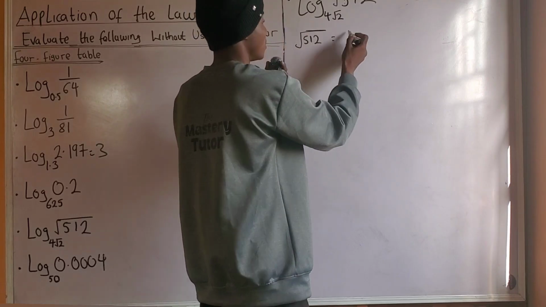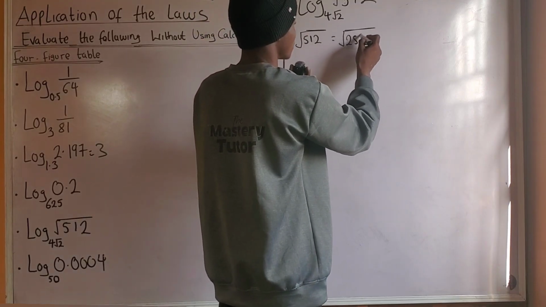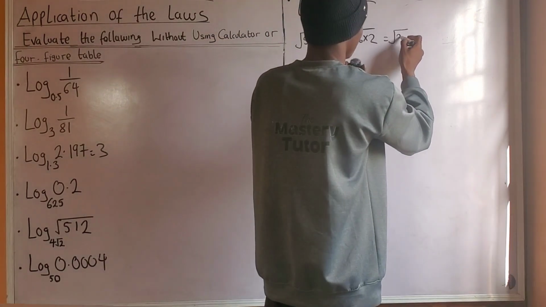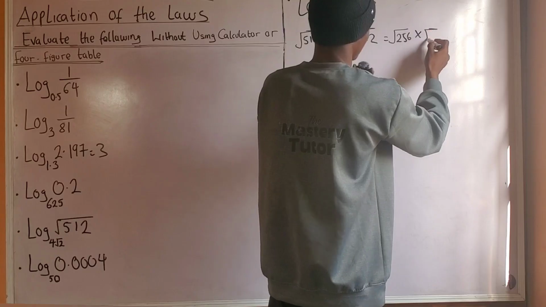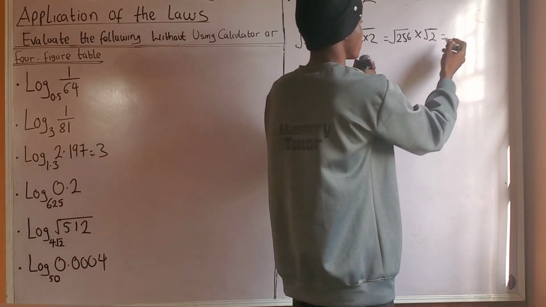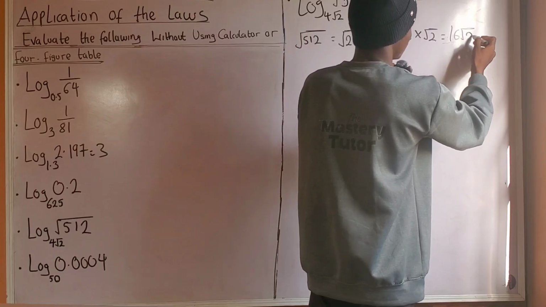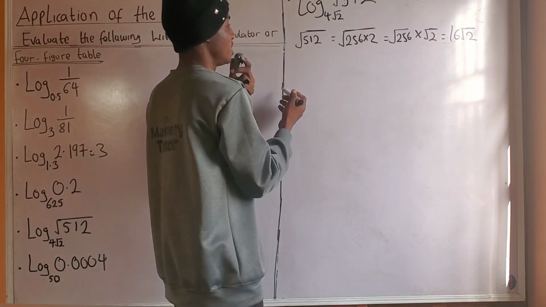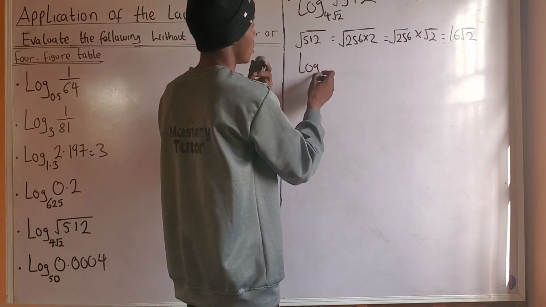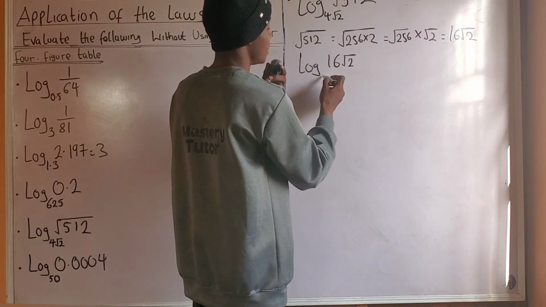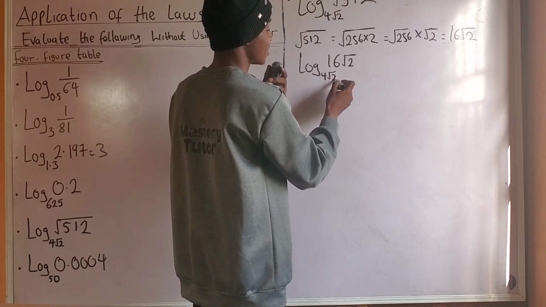is going to be square root of 256 times 2, right? And this will give me square root of 256 times square root of 2. So I'm going to have square root of 256 is 16, so I'm going to have 16 times root 2. That is 16 root 2, right? I've already expressed this in its lowest term. So for this, I'm going to have log 16 root 2 base 4 root 2, right?